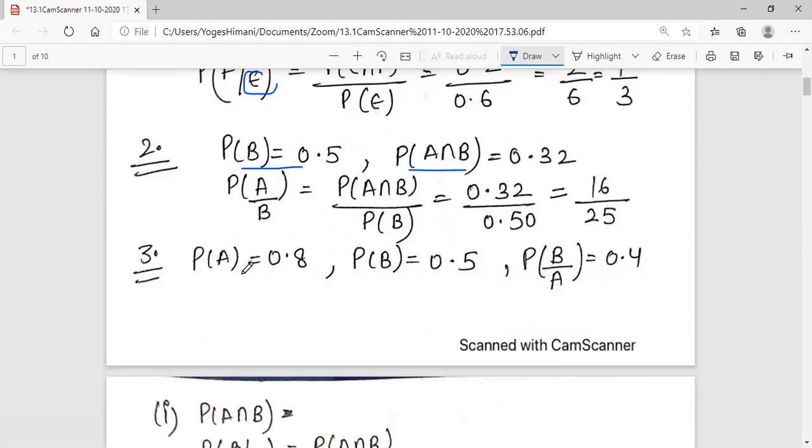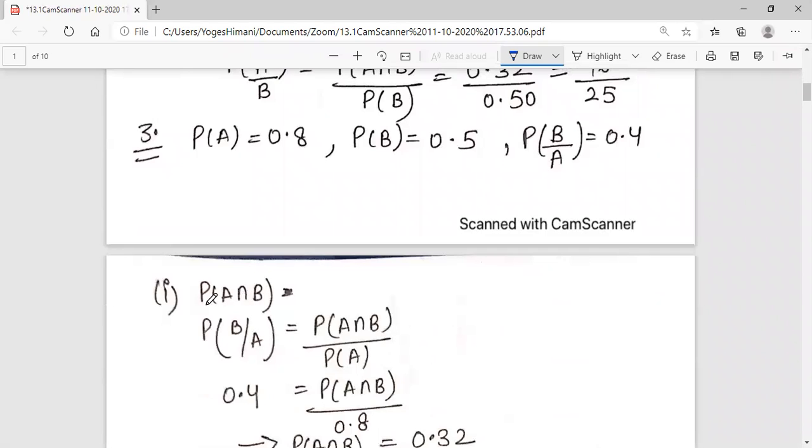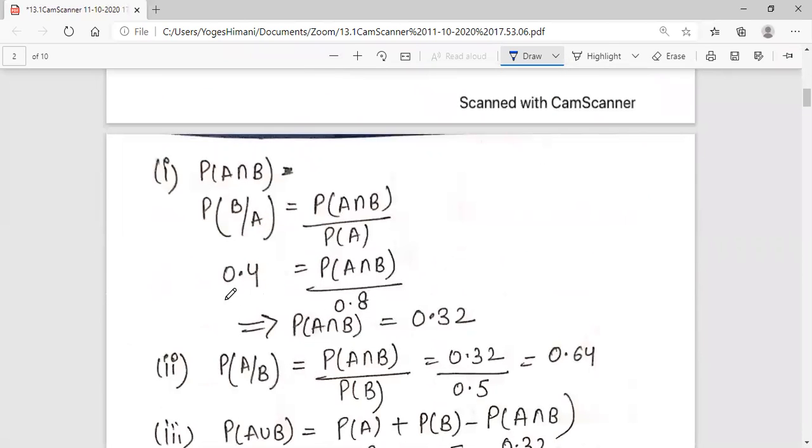Next question, probability of A is 0.8, probability of B is 0.5, and probability of B by A is given 0.4. In the first part, we have to find A intersection B. First, we will use whatever is given. What is given? Probability of B by A. What is the formula of B by A? Probability of A intersection B upon probability of A. Put the value of B by A, 0.4. A intersection B, we have to find, upon 0.8. By cross multiplication, A intersection B value is 0.32.